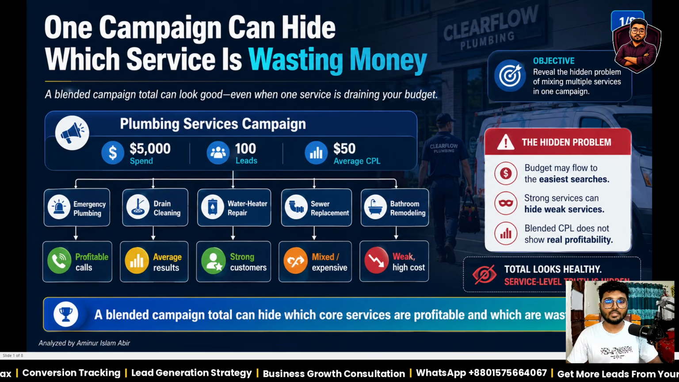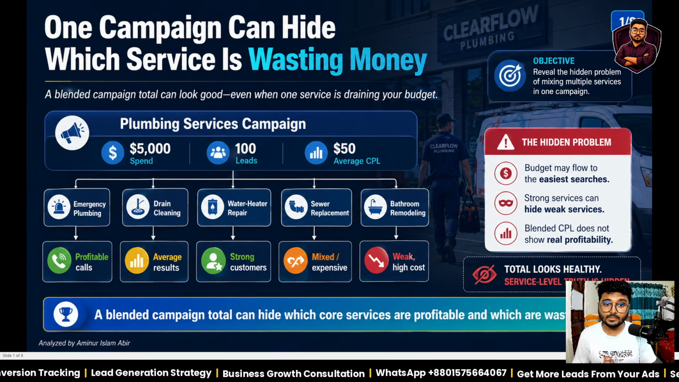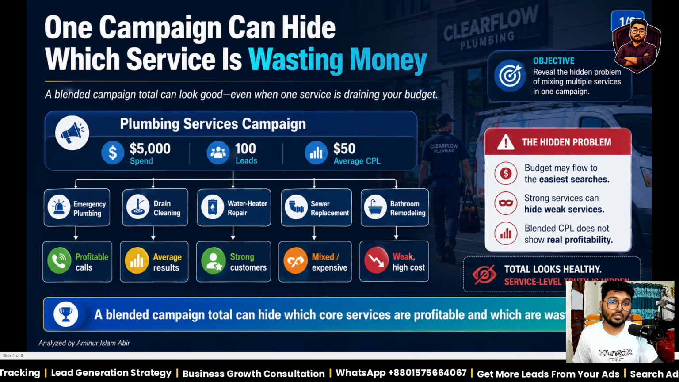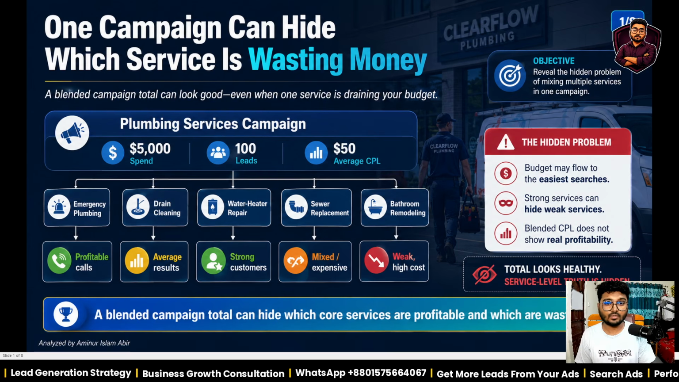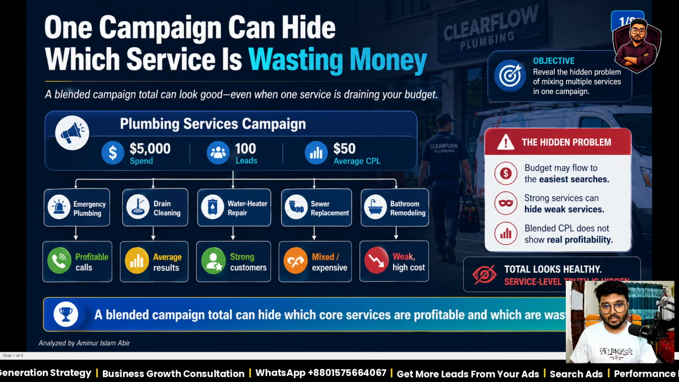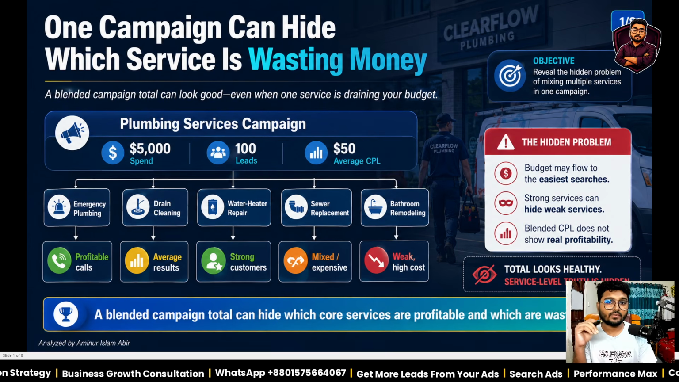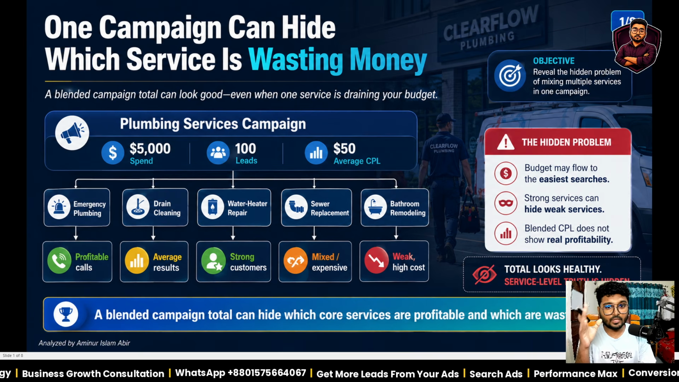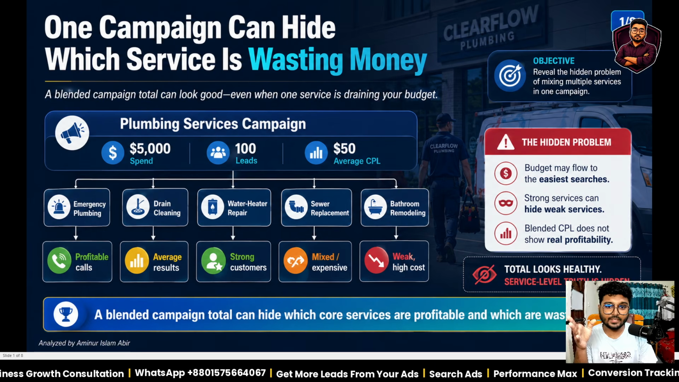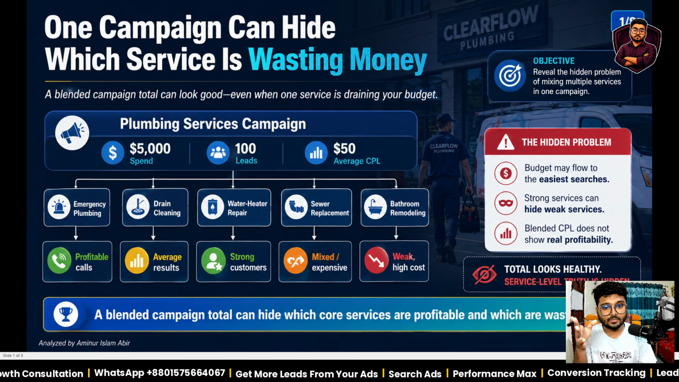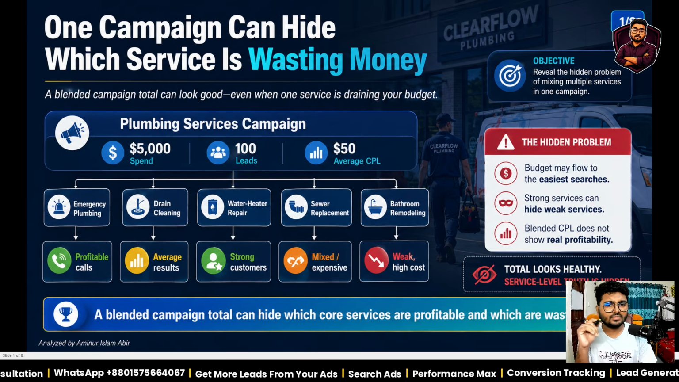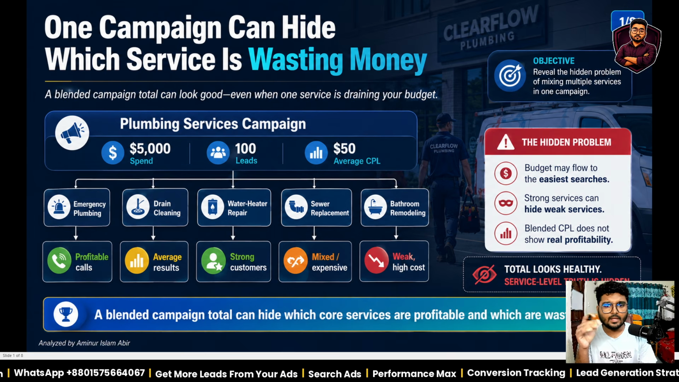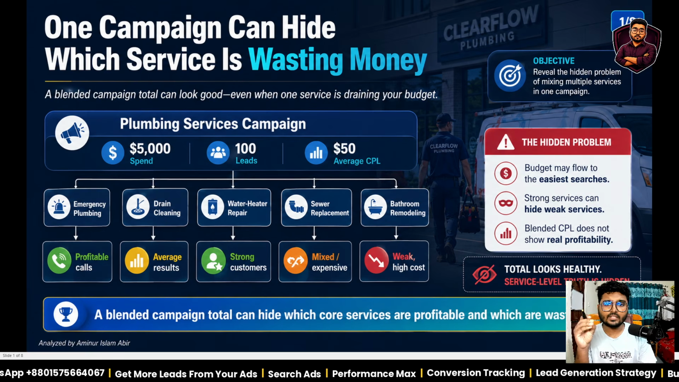Hello everyone. Today we are going to discuss an important principle of Google Ad campaign structure, which is one campaign should focus on one core service. Many local businesses offer several services. A plumbing company may offer emergency plumbing, drain cleaning, water heater repair, sewer line replacement, and bathroom remodeling. Because these services belong to the same business, many advertisers place them inside one campaign.